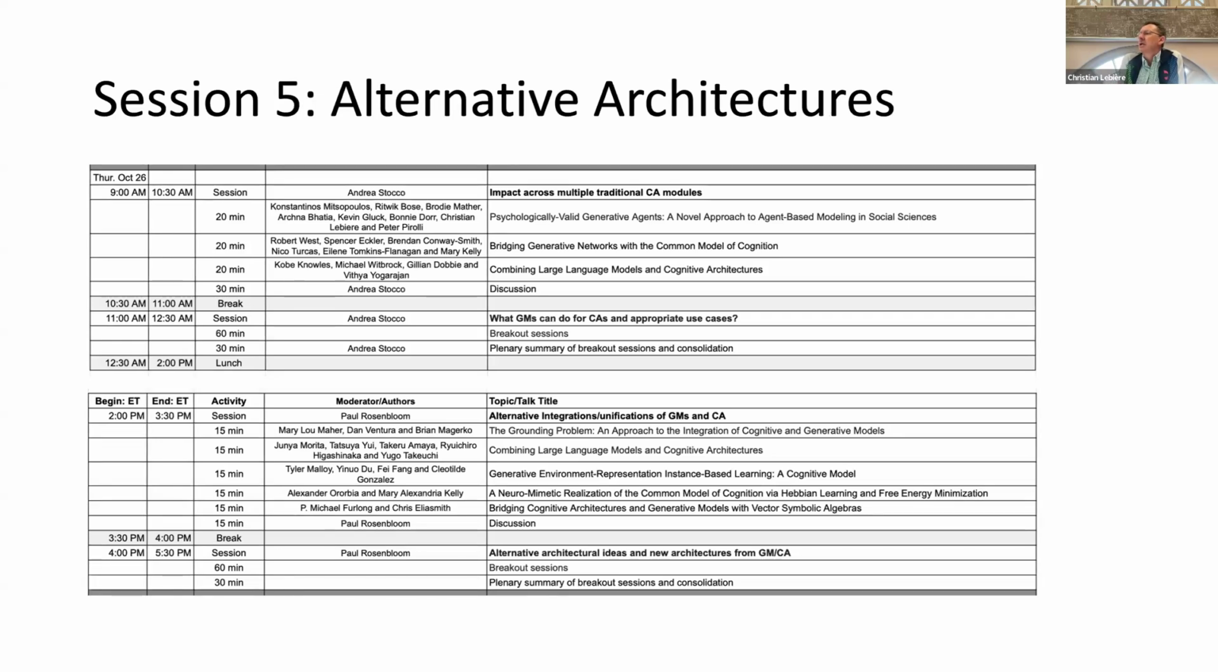And finally, the last session was a more ambitious or more diverse way of looking at the integration or the unification of generative models and cognitive architectures. In particular, there were a couple of talks by Ororbia and Kelly and Furlong and Ilya Smith that proposed a unification of the two paradigms. The first talk was through concepts of Hebbian learning and free energy that Carl Friston talked about. The second one was through vector symbolic algebra. So basically to fully bridge the gap between neural and symbolic representation and processes.